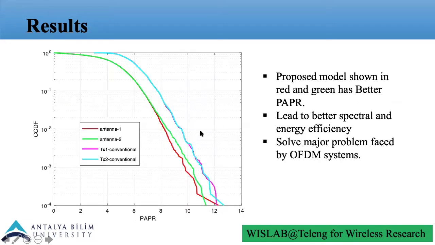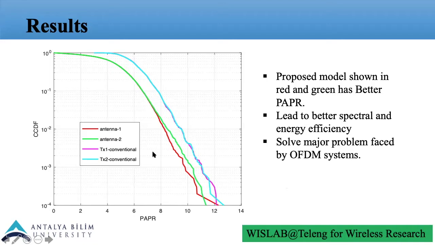And here you can also check the peak to average power ratio of the proposed model and the conventional NOMA method. You can see that the proposed model, shown in red and green here, is better, providing this peak to average power ratio. Peak to average power ratio is something very important in communication because it leads to better spectral and energy efficiency.